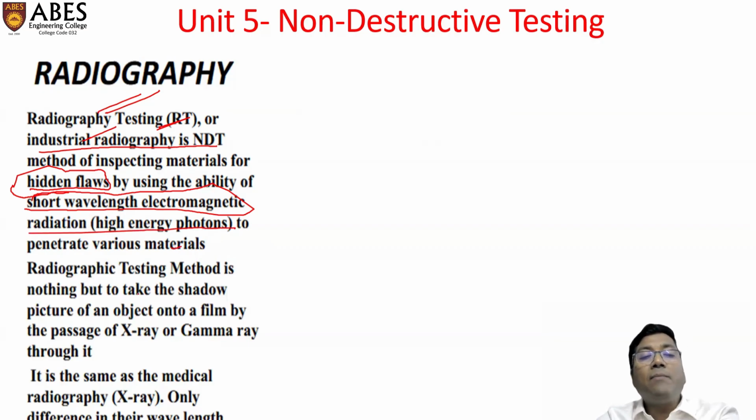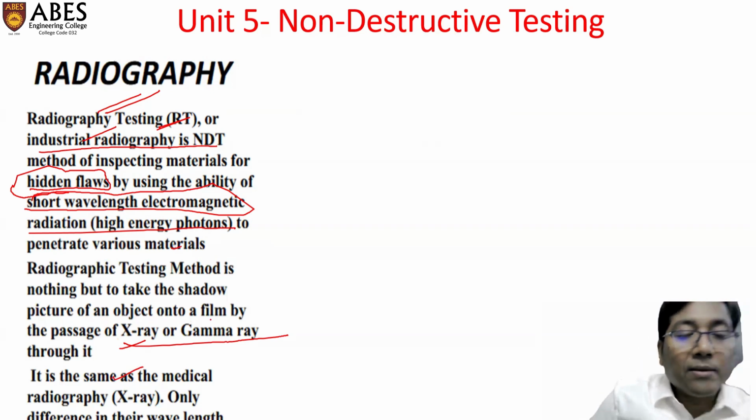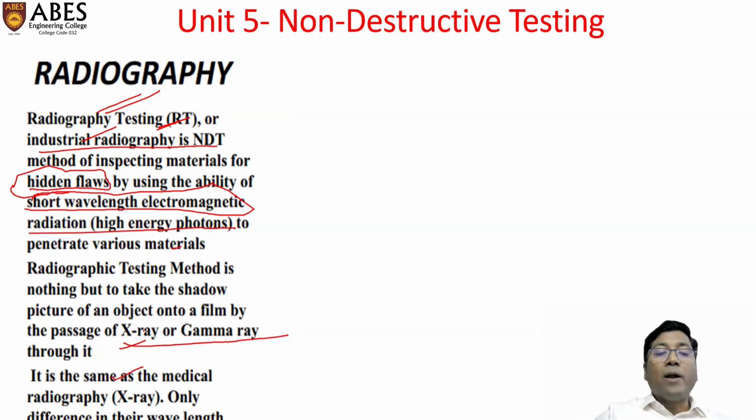Radiography testing method is nothing but taking the shadow picture of an object onto a film by the passage of X-ray or gamma ray through it. It is the same as medical radiography, X-ray, as we all know. When we go, if we have some bone problem or any ailment where X-rays are required, that is medical radiography. Similarly, industrial radiography is used where X-rays as well as gamma rays are used for detection. The only difference between X-rays and gamma rays is their wavelength.